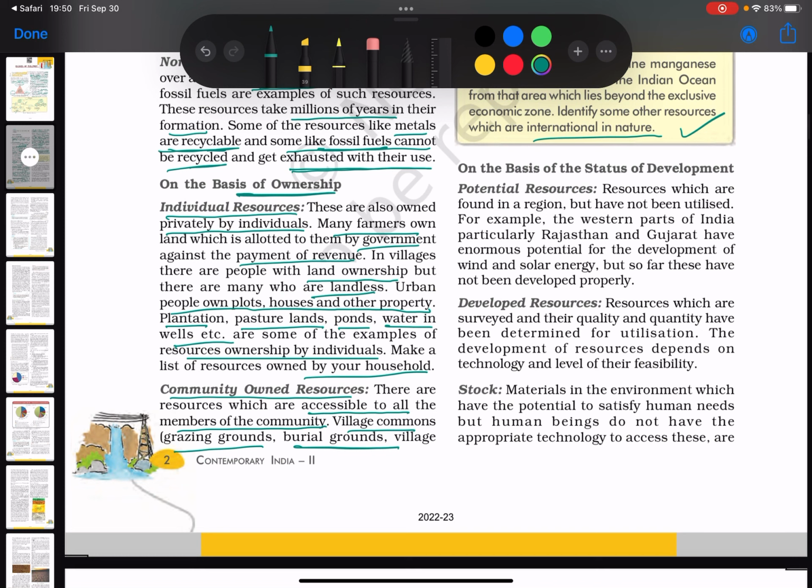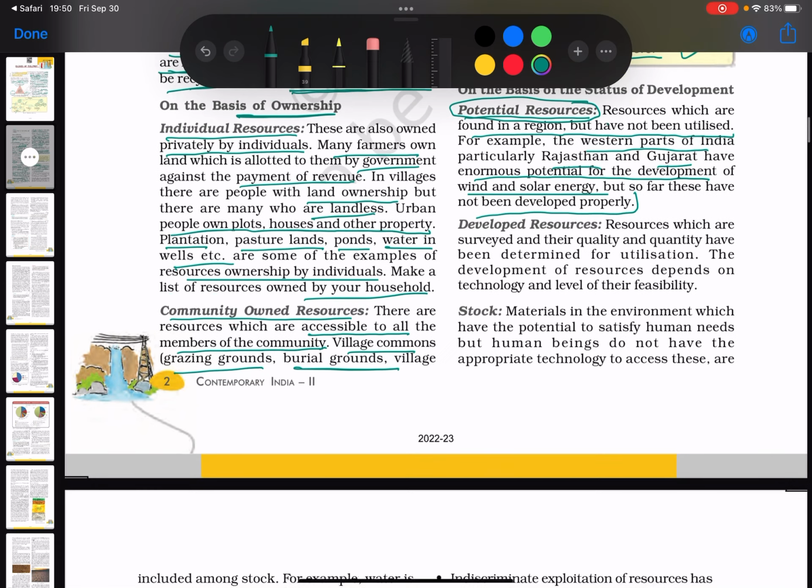Now, let us look at the resources on the basis of the status of development. The first one is potential resources. These are resources which are found in a region but have not been utilized. For example, western parts of India, particularly Rajasthan and Gujarat, have enormous potential for the development of wind and solar energy. But so far, these have not been developed properly. So, these are resources that have potential, but they have not been developed.